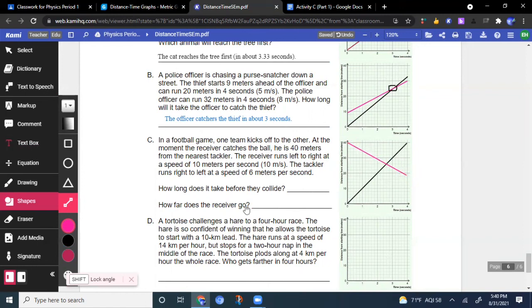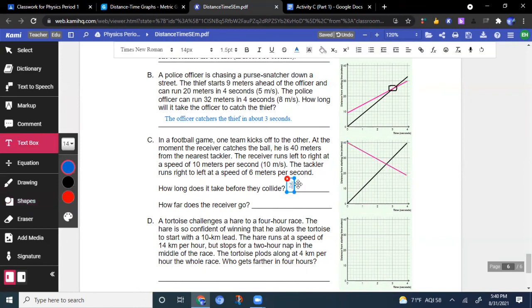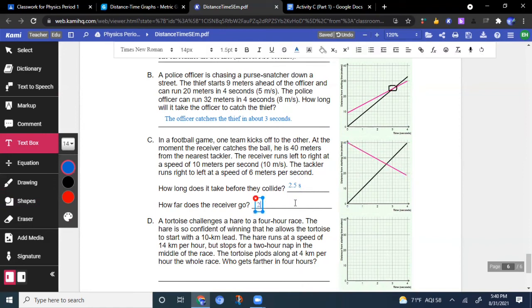How long does it take before they collide? Well, we've got to estimate that. It's about 2-point-something seconds. I'm going to estimate about 2.5 seconds. How far did the receiver go? Well, the receiver goes about 25 meters before they actually collide.